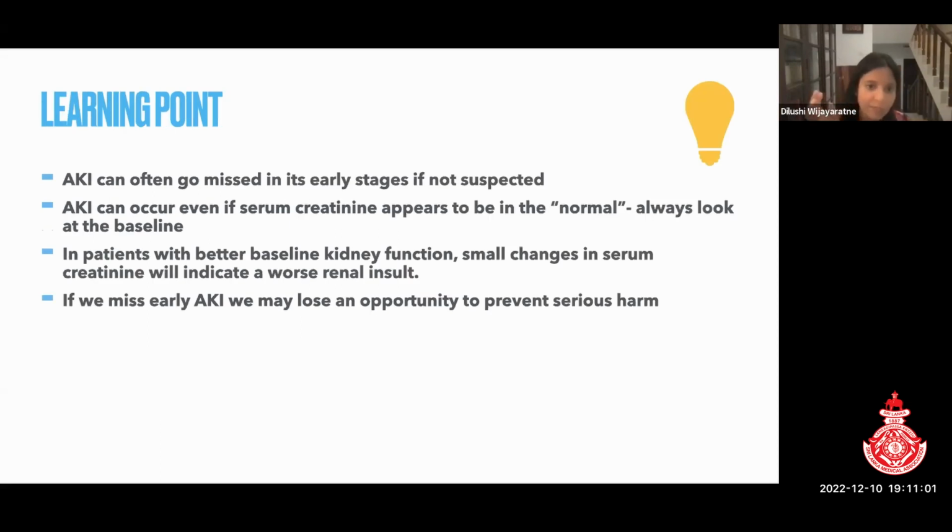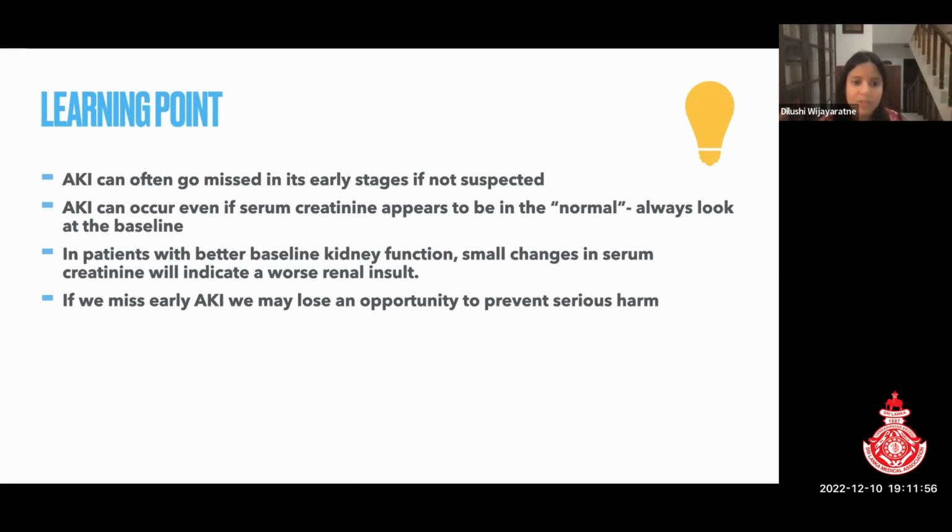So here are a few learning points. AKI can often go missed in its early stages if it is not suspected. And AKI can occur even if the serum creatinine appears to be in the normal range. So always look at the baseline. So for example, if you think of a small woman coming into hospital, her creatinine on admission can be 0.5 milligrams per deciliter. And let's say it goes up to 1 milligram per deciliter. So it is still within the normal range. If you don't look back through the records and see what the baseline is, you will miss that she has had acute kidney injury. And why is it important to know? Because we need to look for anything that can be causing this and correct it, right? So that's one reason why we need to detect AKI.